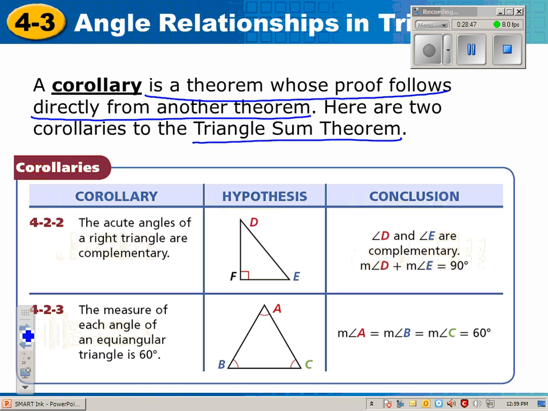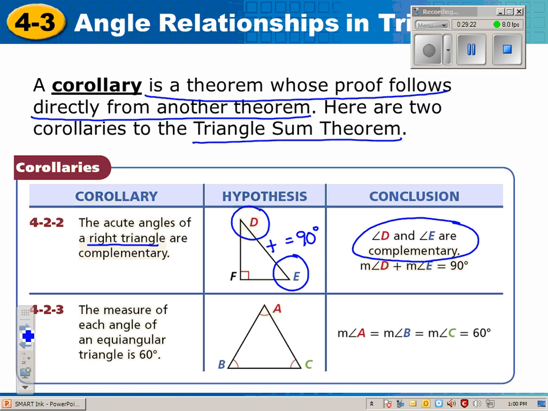The first corollary says, if you have a right triangle, and we know that all three angles have to add to be 180, if one of them is 90, then what would the sum of the other two have to be? 90. So this corollary comes right from the triangle sum theorem, says if you have a right triangle, then angle D and angle E are going to have to add to be 90 degrees. And what do we say when two angles add to be 90? What are they called? Complementary. So D and E will be complementary.